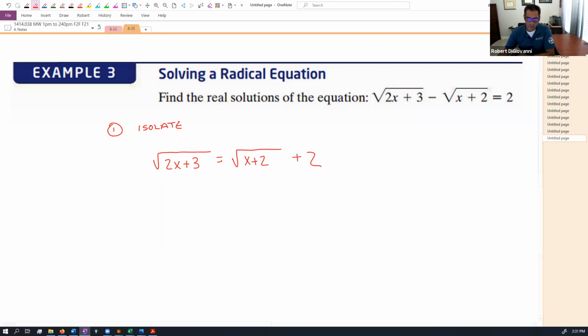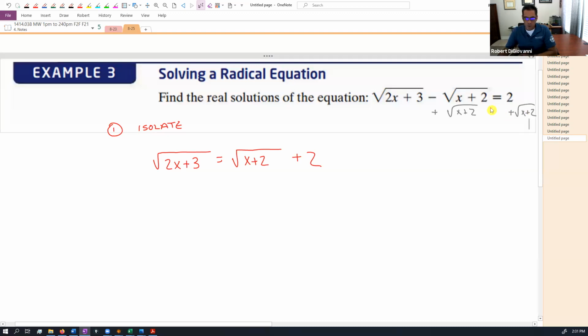So what I did here is the one that was square root of 2x plus 3, I left it here on the left-hand side. The one that had the minus, I basically added it to both sides. And so what happened is on the left, I'm left with this radical, and on the right-hand side, the 2 joins up with this radical, and there's addition between them.